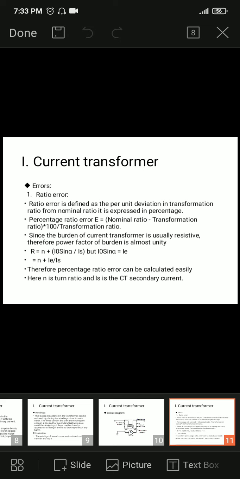The formula of the percentage ratio error is (nominal ratio minus transformation ratio) multiplied by 100 divided by transformation ratio. Since the burden of the current transformer is usually resistive, the power factor of the burden is almost unity. So we can calculate the ratio error by the formula N plus IE by IS. Here N is the turn ratio and IS is the secondary current of the current transformer.